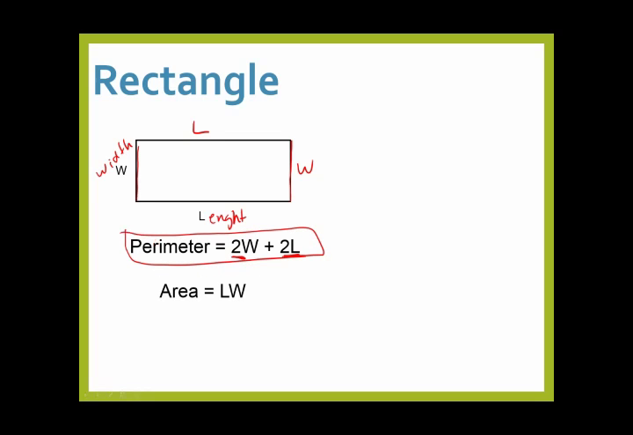And then for the area, if we knew W and we knew L, we'd just multiply them. So it's length times width. This is the area.